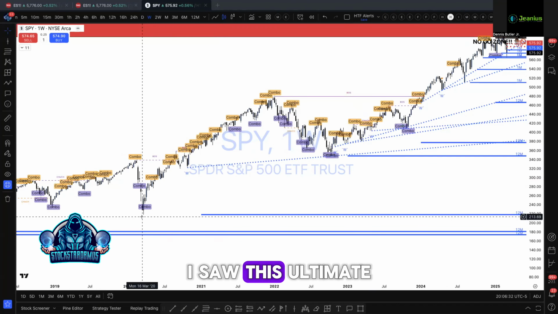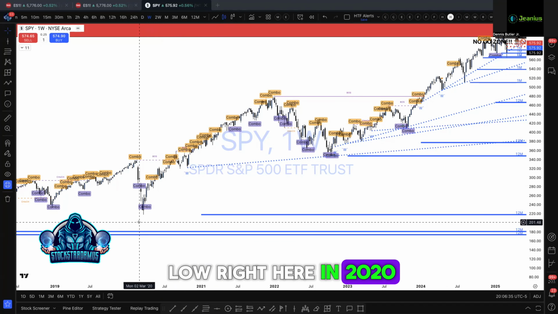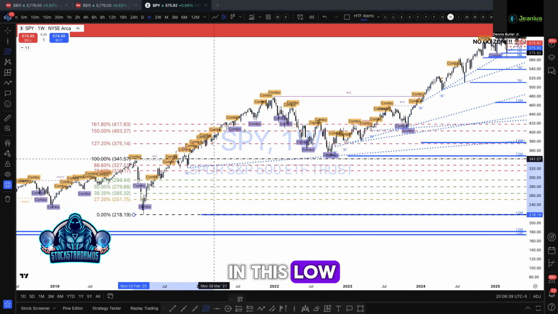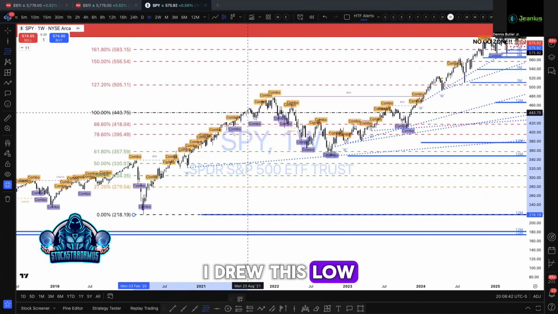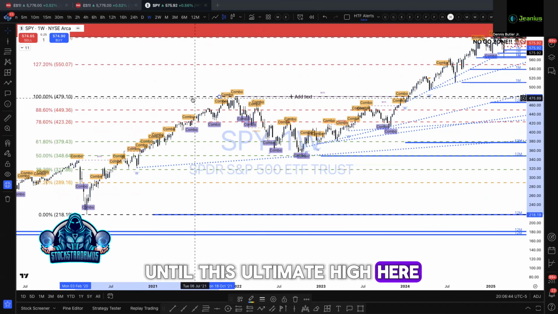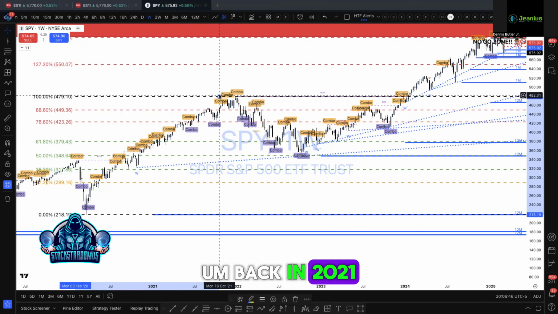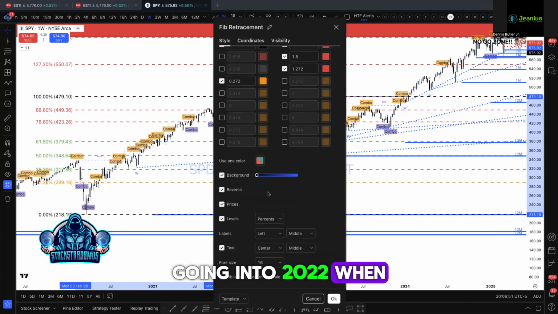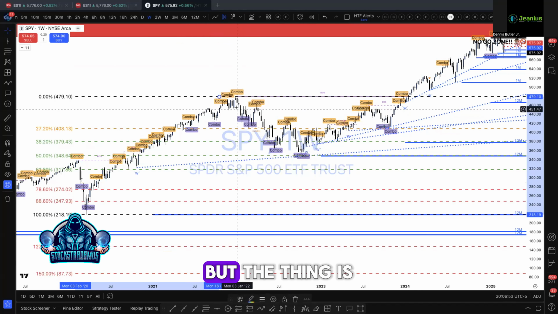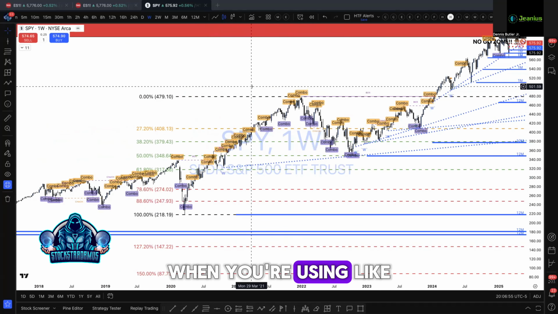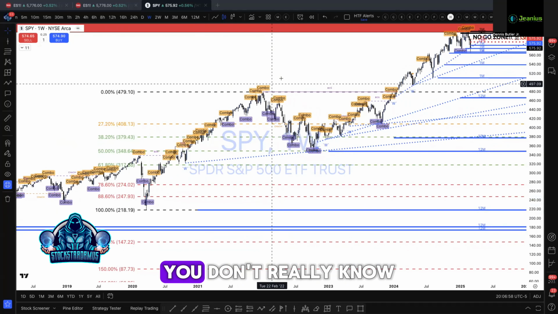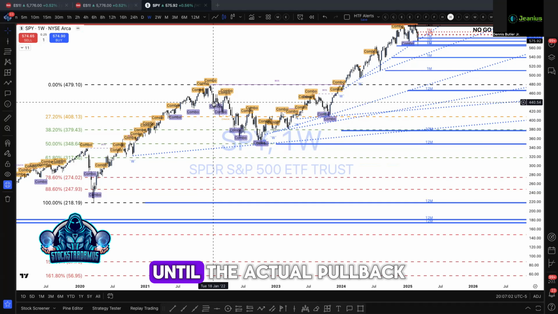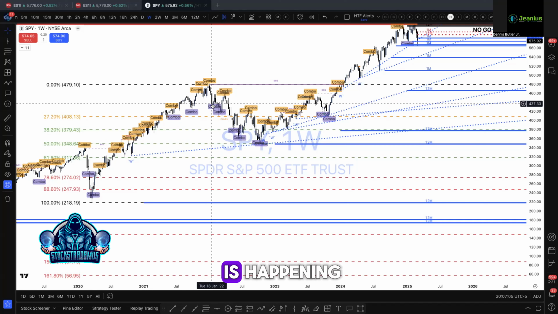So what I did was I saw this ultimate low right here in 2020. So this was the 2020 low. After 2020 put in this low, I drew from this low to this ultimate high back in 2021. This was the end of 2021 going into 2022 when the market started to sell off. But the thing is, when you're using a Fibonacci retracement, you don't really know when the pullback is happening until the actual pullback is happening.